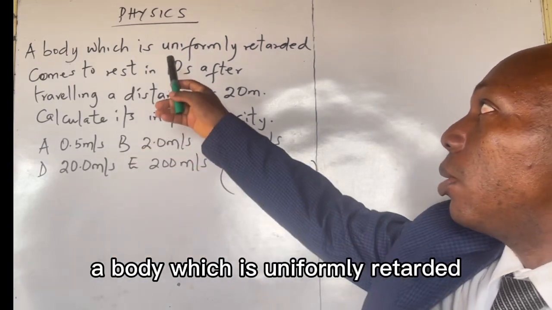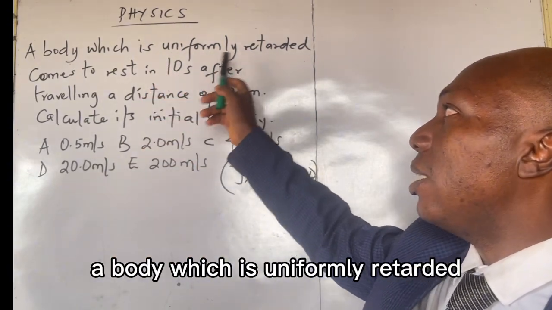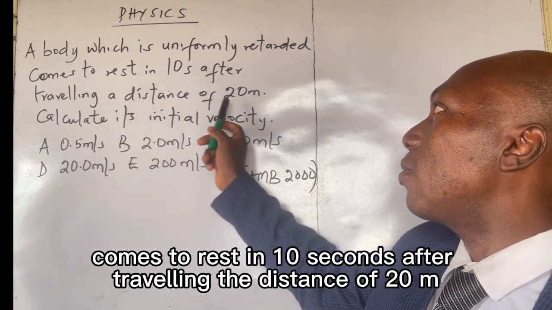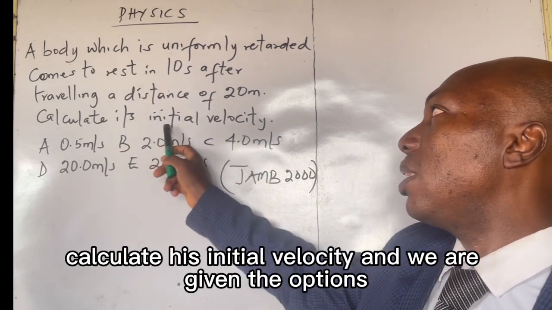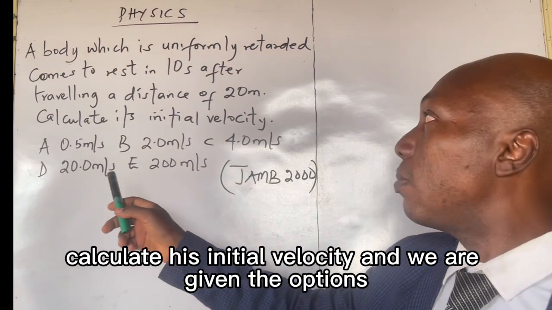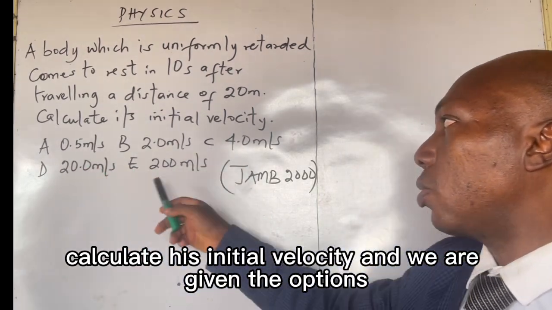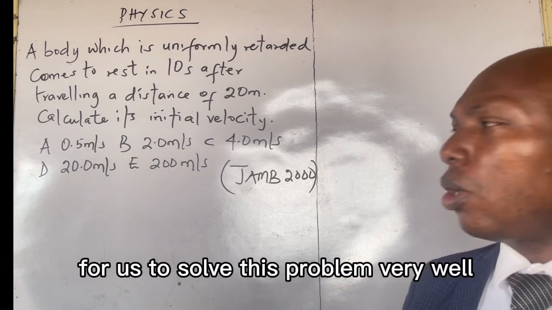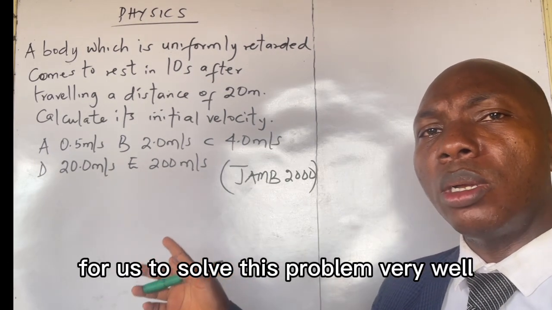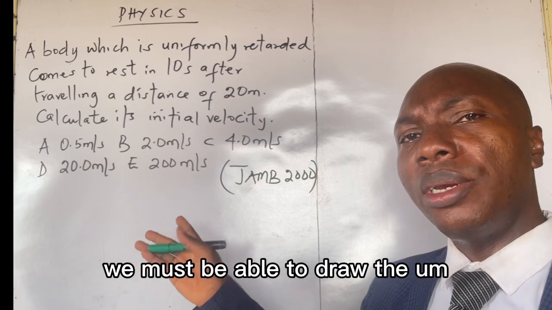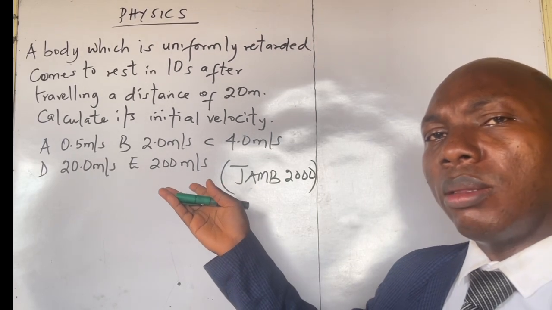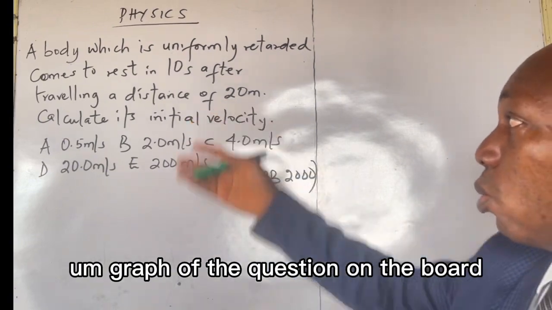It says a body which is uniformly retarded comes to rest in 10 seconds after traveling a distance of 20 meters. Calculate its initial velocity. And we are given the options. So this is a JAMB question. We're asked to solve it. For us to solve this problem very well, we must be able to draw the graph of the question on the board.